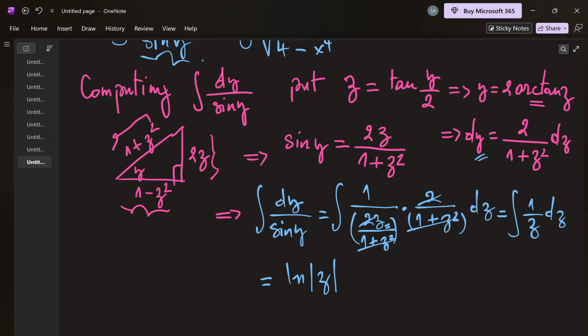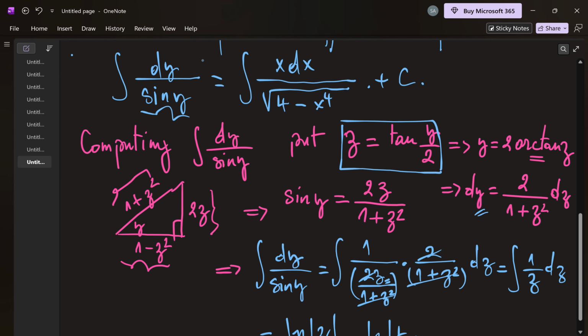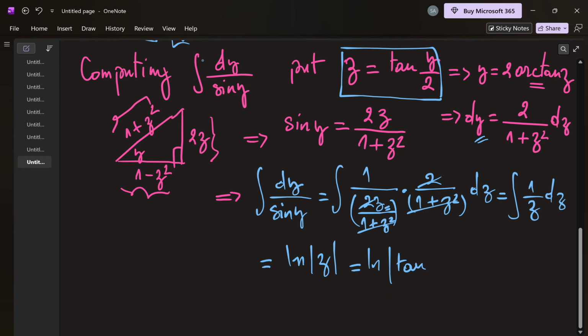Now you return back to our variable. Remember that z is equal to tangent y over 2. So this is equal to ln of tangent y over 2. Okay.